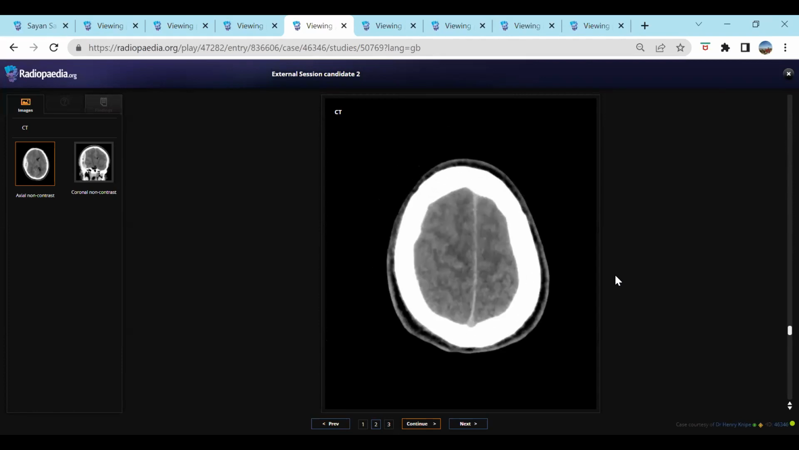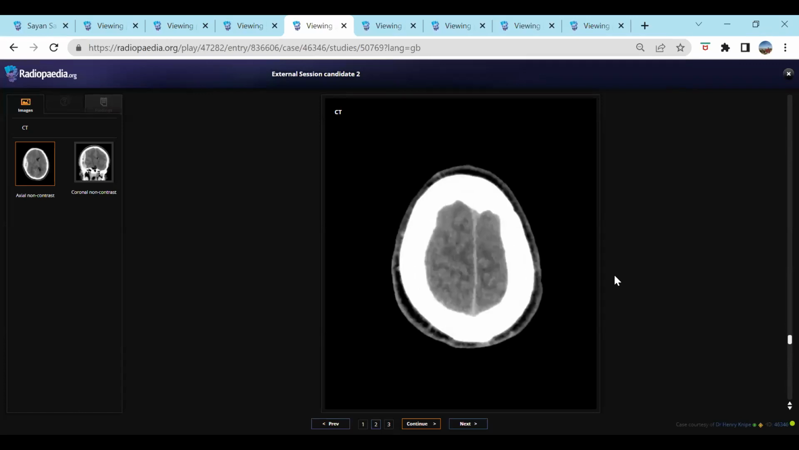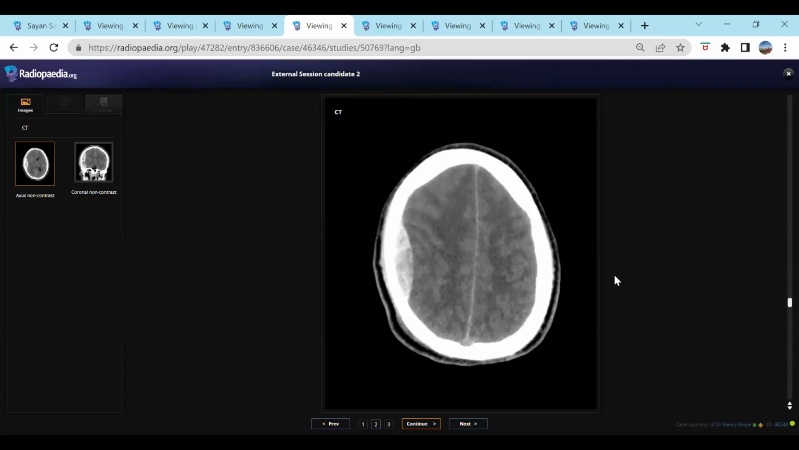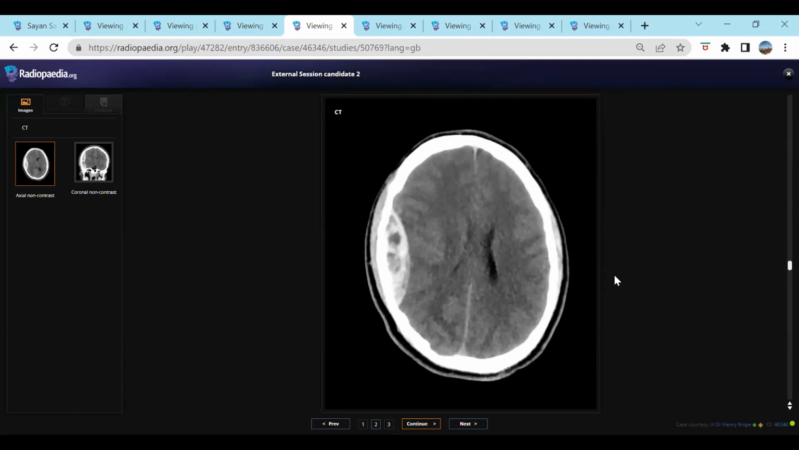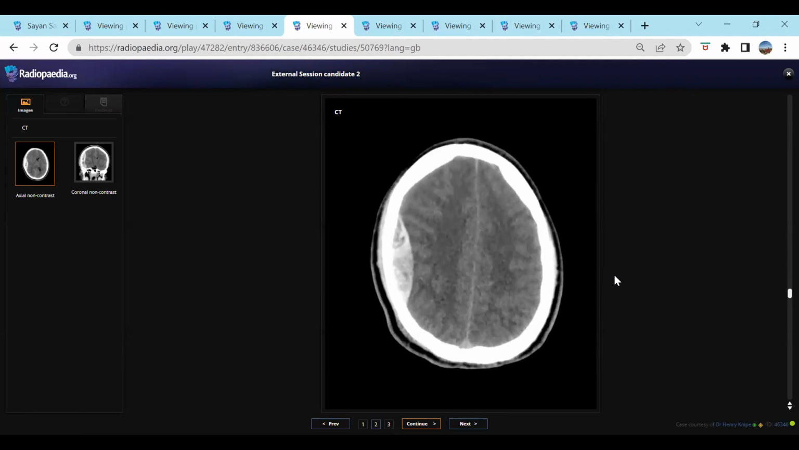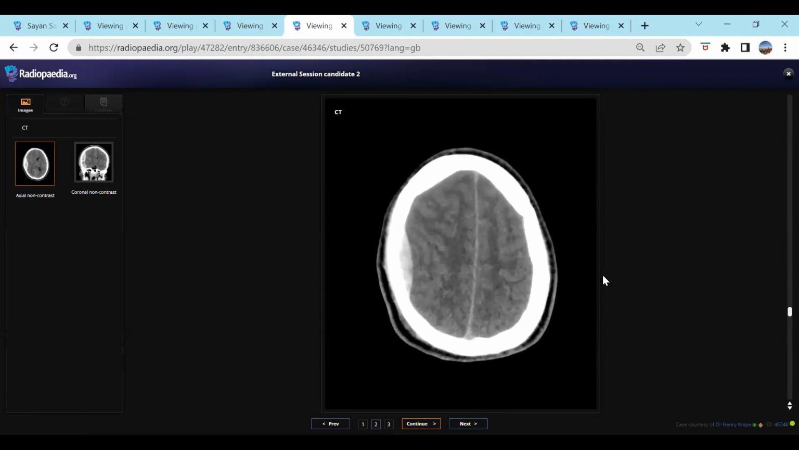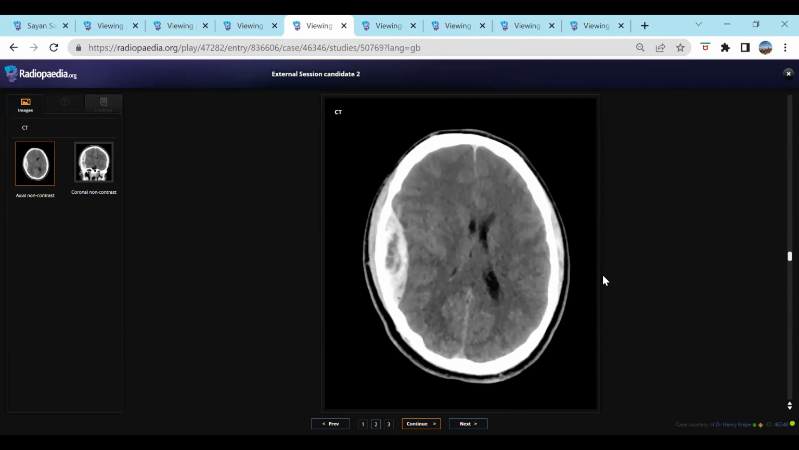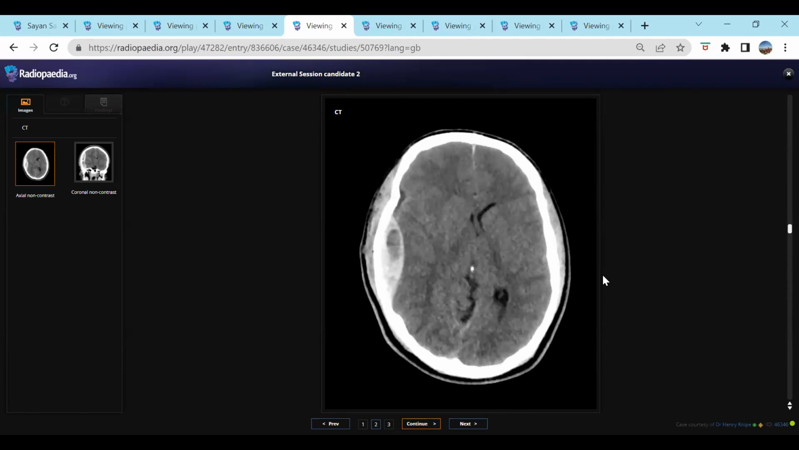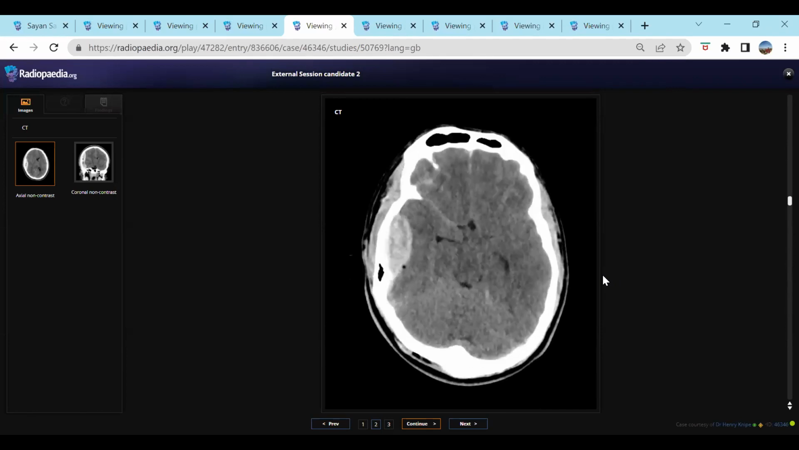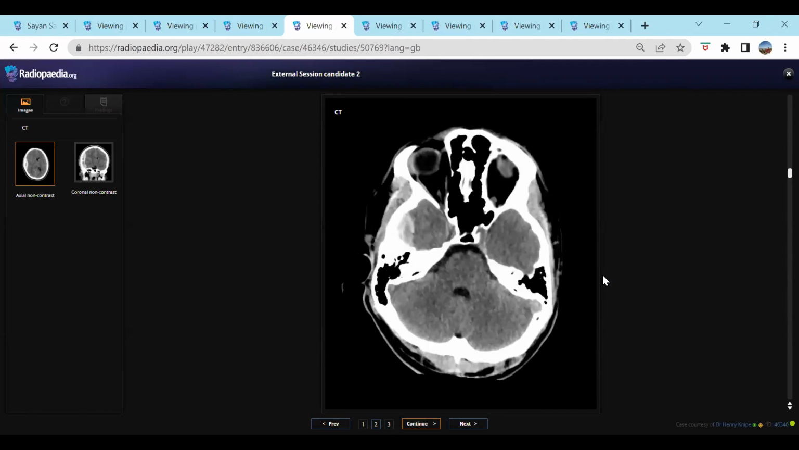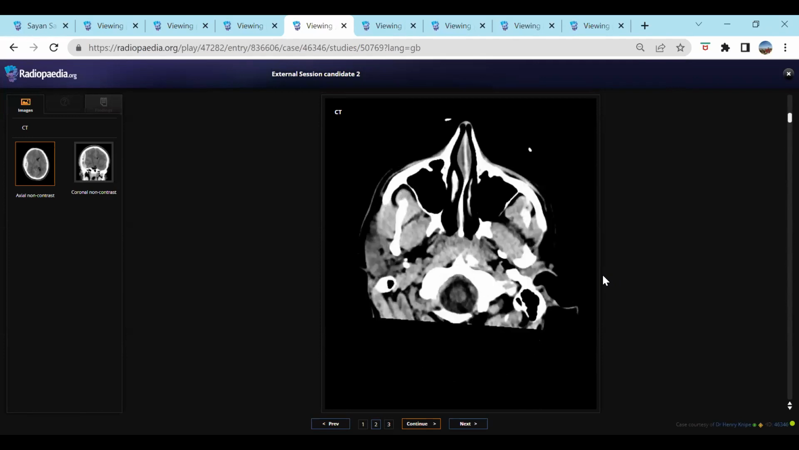Evaluating the rest of the images for any other abnormalities related to the trauma, I'm just evaluating if there are any other sorts of hemorrhages, for example, subarachnoid or subdural. I haven't been able to see any of that.